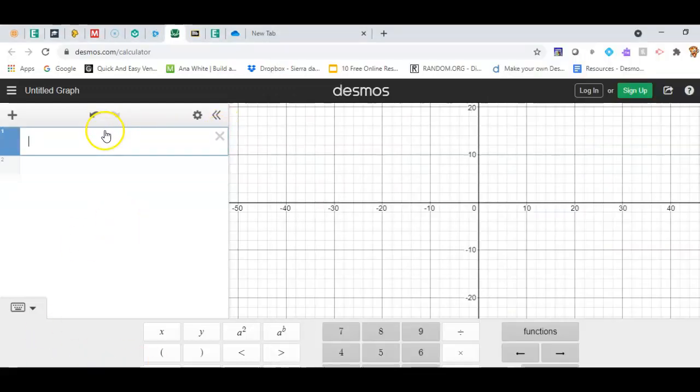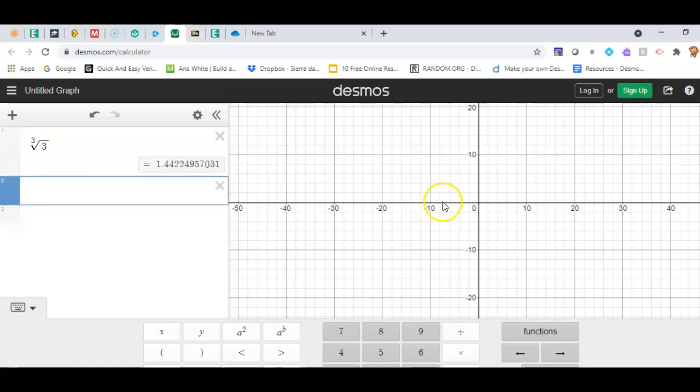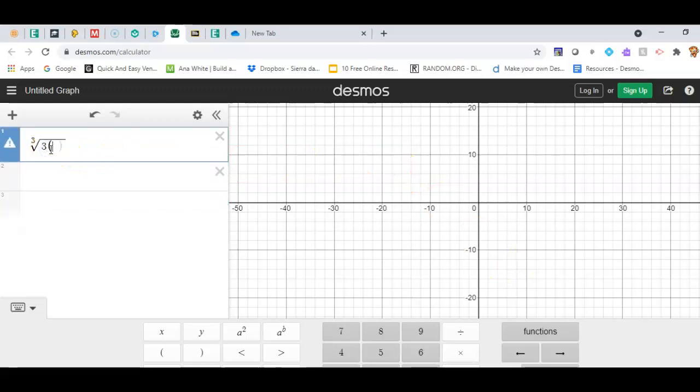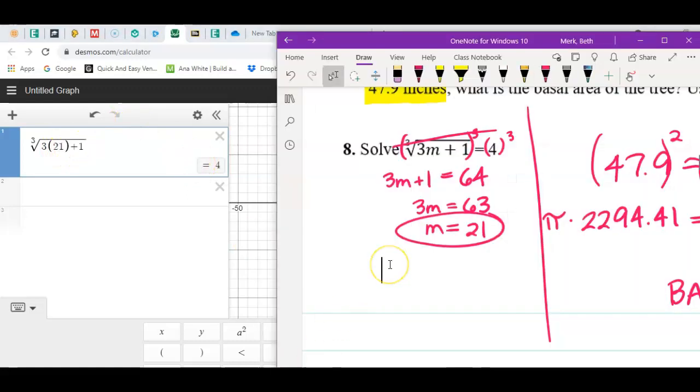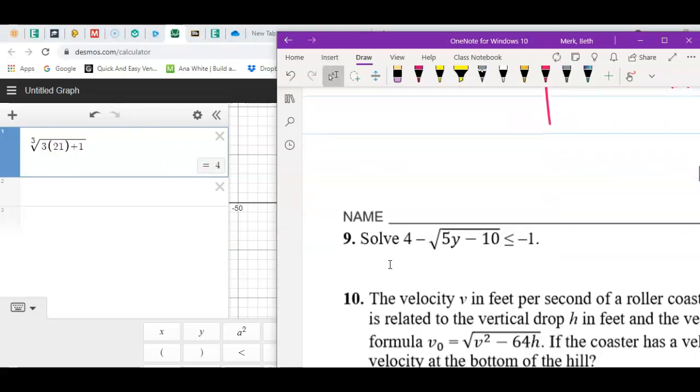We'll use Desmos to check that. Let's type the cube root of 3 times 21 plus 1. And that does equal 4. So we know that we're correct. Okay, moving to the next page already. Number 9.